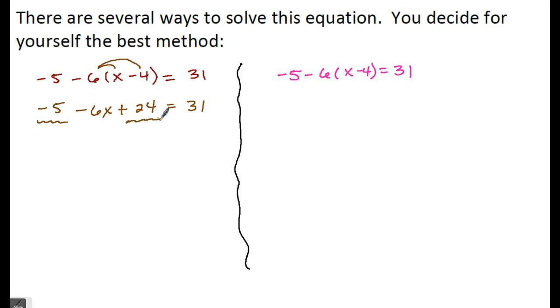My next step is to combine terms. So we're going to combine those two terms. We're going to combine 24 minus 5. So we're going to have negative 6x, bring this one down. 24 minus 5 is going to give us 19.